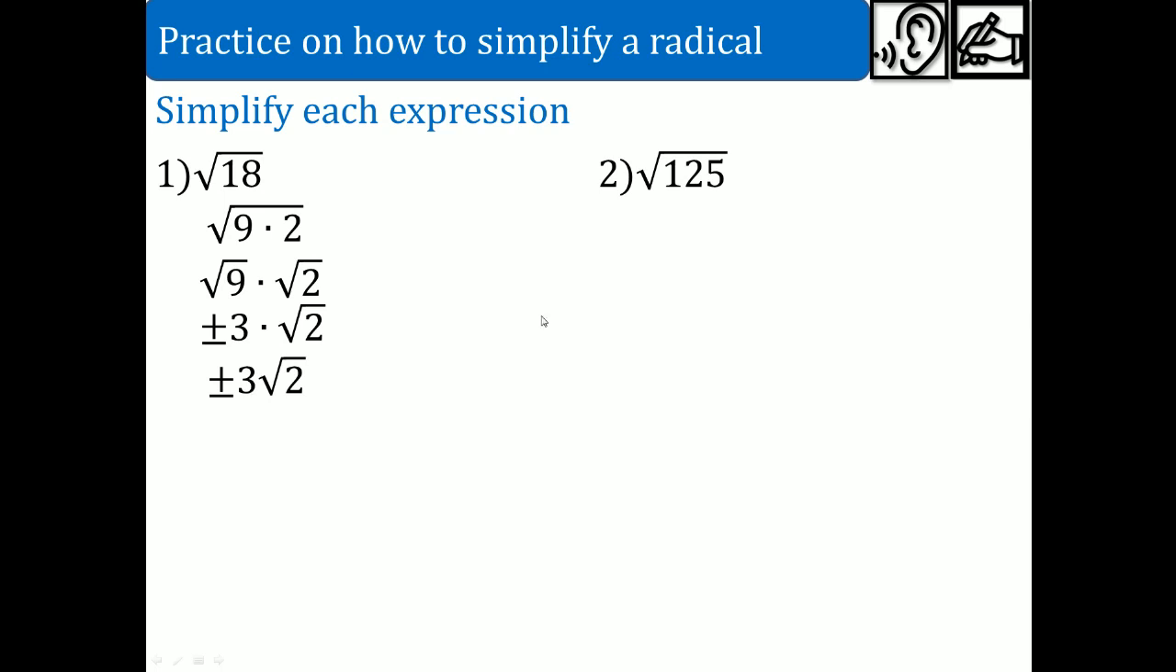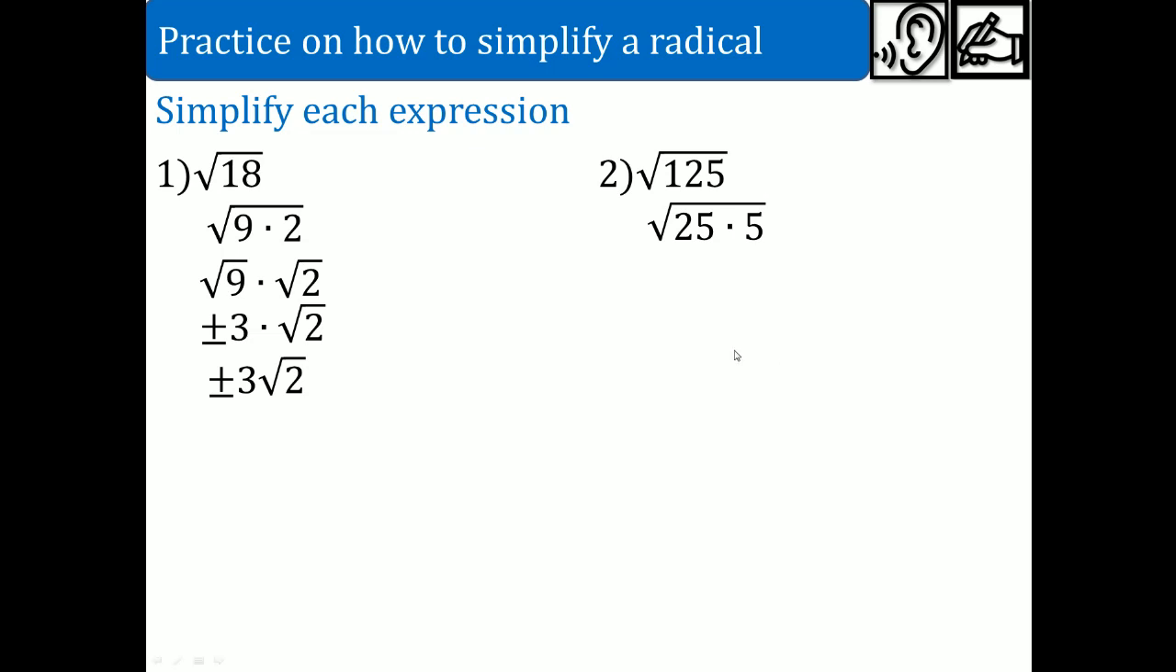Alright. Next, what is the square root of 125? This does not look perfect, so we look through our perfect square list. Is there 1, 4, 9, 16, 25? It ends in a 5, so let's try 25. Looks like it is 25 times 5. 25 times 5 is 125.